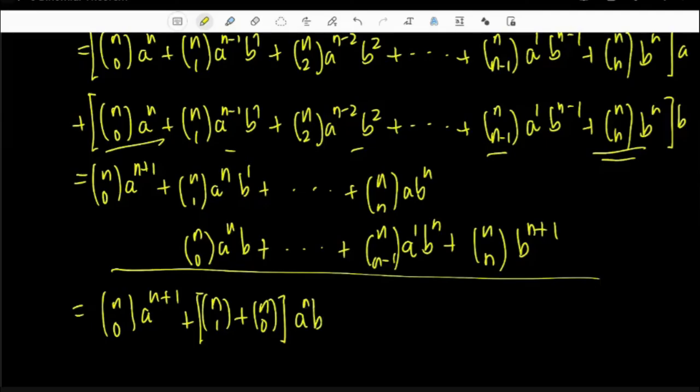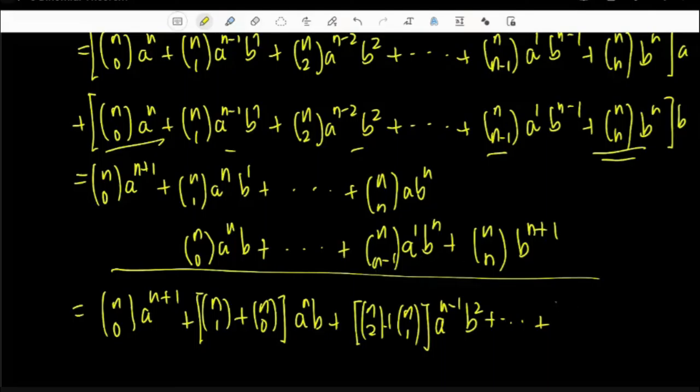Common factor, n, a to the n times b. So, lahat ng magkakatapat, magkakaroon ka ng yung susunod, n taken 2. Tama, yung susunod na term dyan is n taken 2, plus, yung susunod na term dito, n taken 1, right? Times the quantity a to the n minus 1, b squared. And so on. Hanggang dun sa dulo.